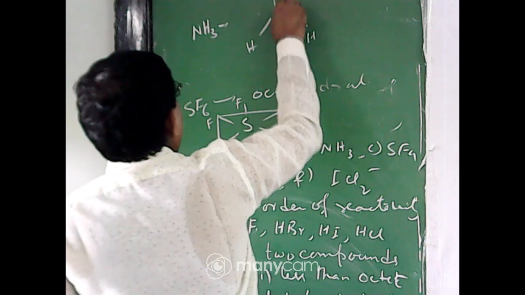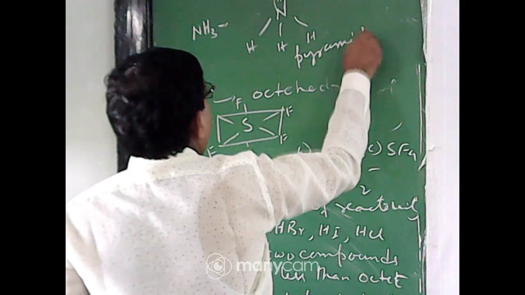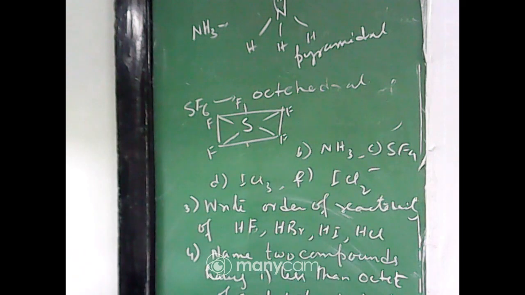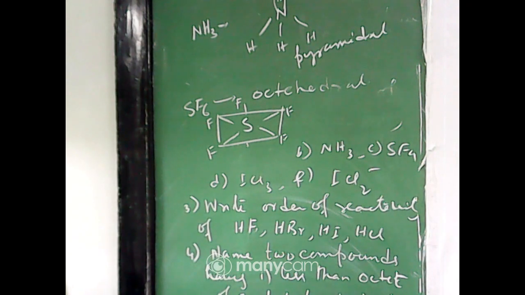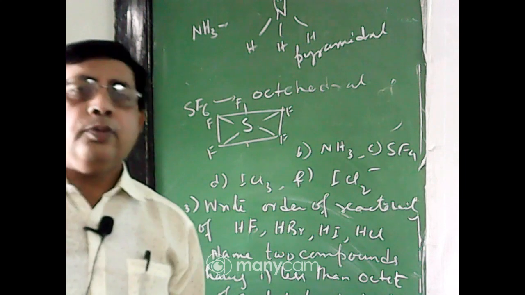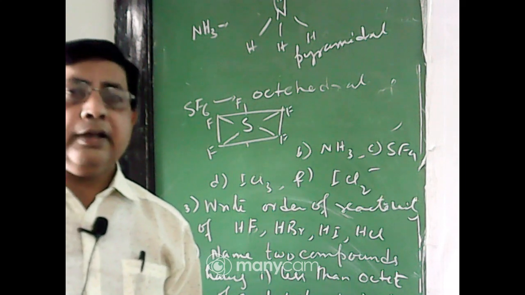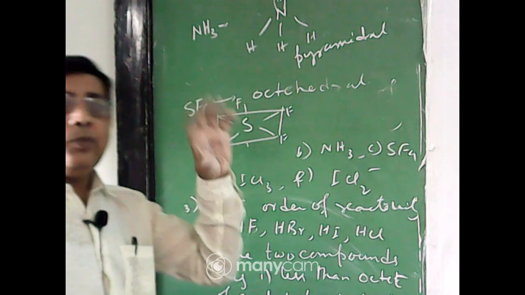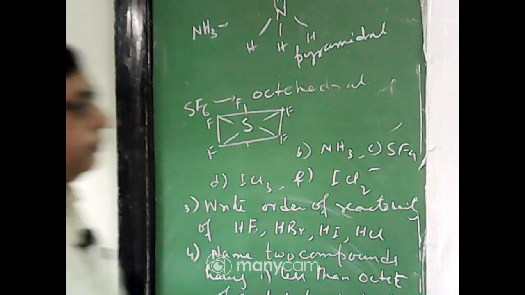Here 1 lone pair is present. This is called pyramidal shape or distorted pyramidal shape or distorted tetrahedral shape, because out of 4 electron pairs, 3 are bond pairs and 1 is a lone pair. So lone pair-bond pair repulsion is greater than bond pair-bond pair repulsion. So due to greater repulsive force, the bond pairs come closer and the shape changes to pyramidal or distorted tetrahedral.